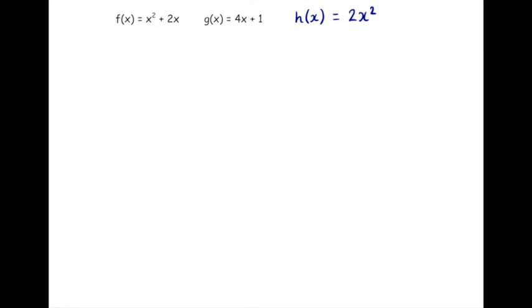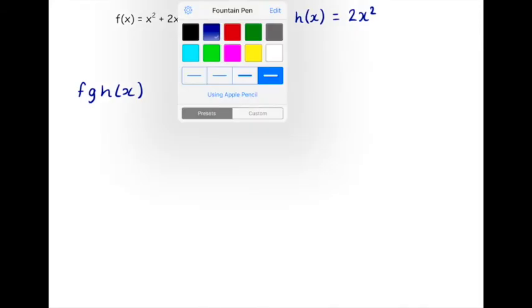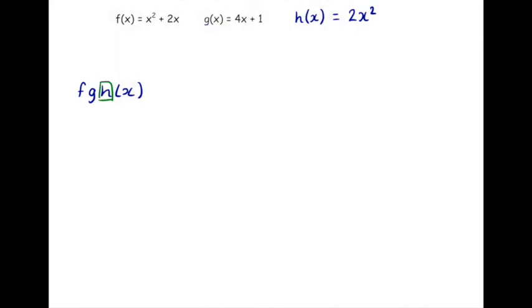Okay, let's have a look at a harder one then. So this time we're going to do a three-way or a triple composite function, and we're going to do f of g of h of x, which looks quite complicated, but we can do it step by step. So first of all, we're going to put h inside g. So that's going to give me 4 lots of 2x squared plus 1. And this part gives me my g of h of x.